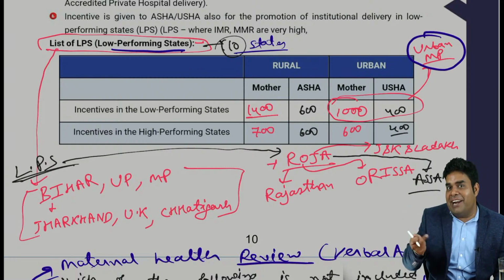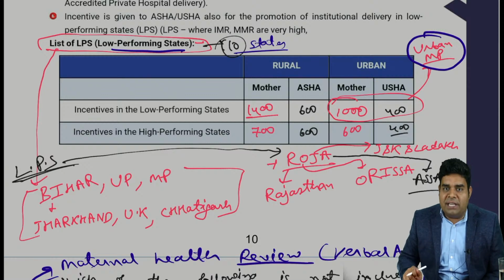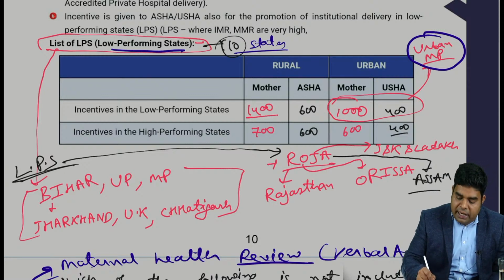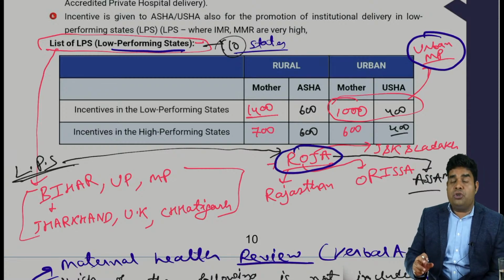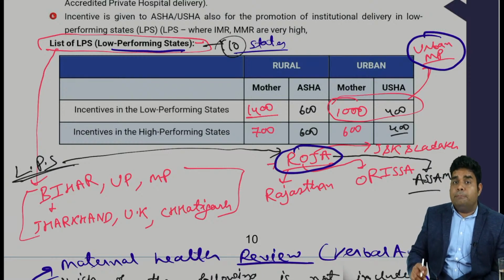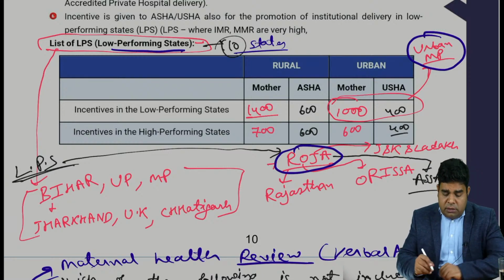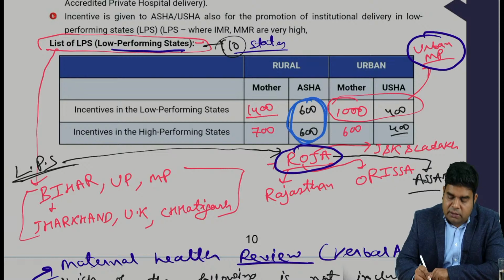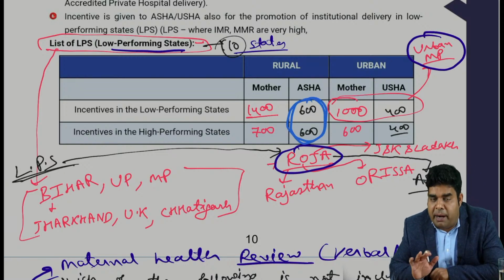And so R stands for Rajasthan, O for Odisha, J for Jammu and Kashmir, A for Assam. So totally there are 10 states which are low performing, and low performing should get more money than high performing. So the first way to remember it is, first remember the money given to ASHA is always 600. Whether low performing or high performing doesn't matter.